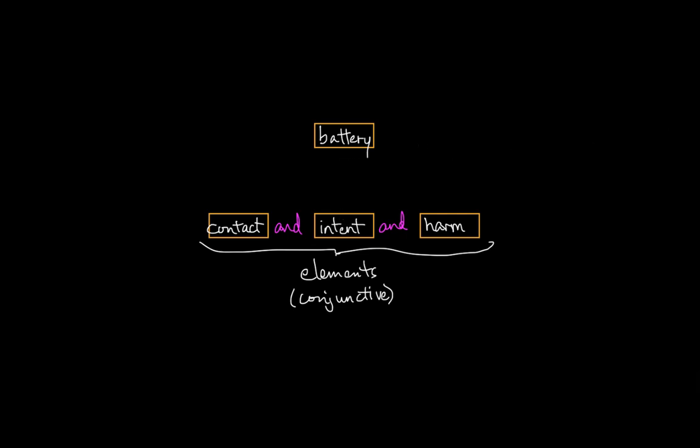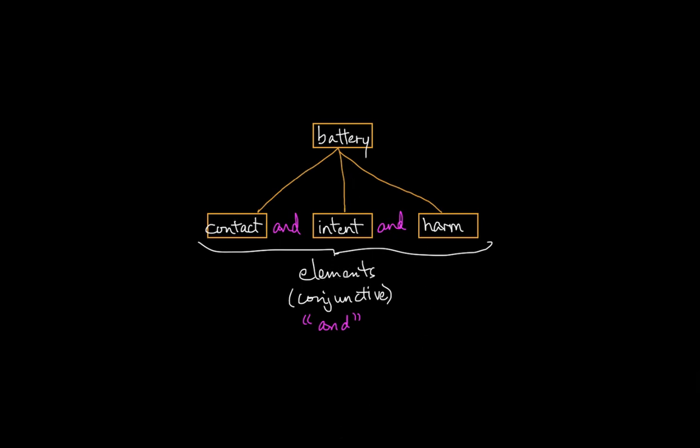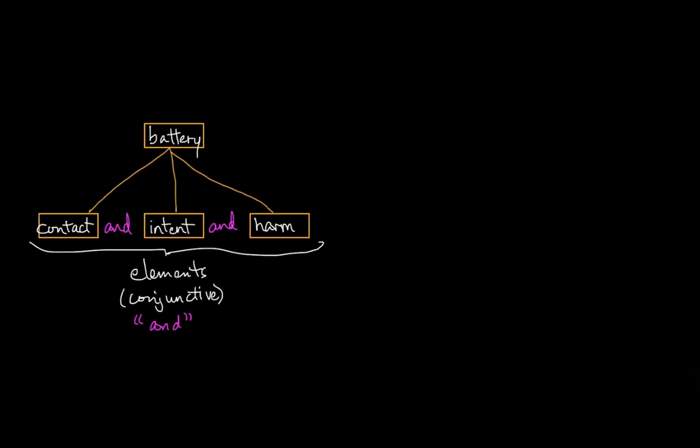All right, and we know that they're in the conjunctive because of this keyword "and" here. That tells us that to establish battery, we have to have element 1 and element 2 and element 3. So let's indicate that all three are necessary by drawing a solid line here to each one of the elements. All right, so that's how you determine the answer to a legal question if the question is governed by a conjunctive elements test. All right, let's take a look at another example.